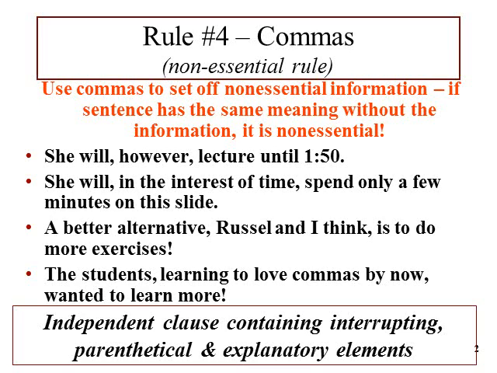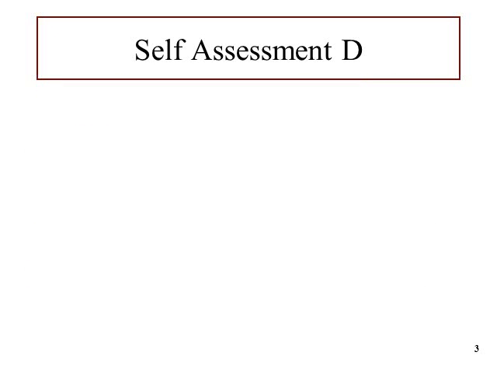So keep in mind, when you have these independent clauses containing these interrupting, what we call parenthetical or explanatory elements, they are set off with commas on either side because it's not important or it's not essential. It's adding some color to the sentence, but it's not critical, and therefore you can use commas. Why don't you give self-assessment D a try and see if you can recognize some of this information and learn to set it off with commas. You can pause this recording.